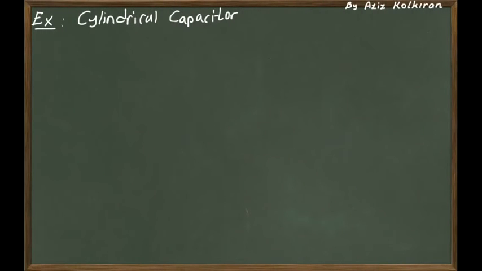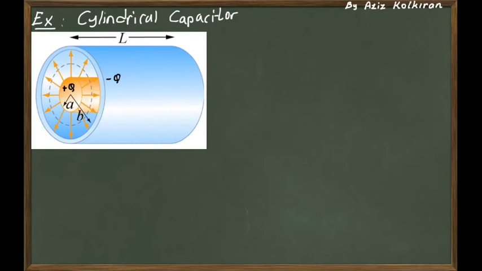Now let's calculate the capacitance of a cylindrical capacitor. The cylindrical capacitor has two coaxial cylindrical conductors. The inner one has the plus charge Q, and the outer one has the minus charge Q. Remember, for a two conductor capacitor, one conductor must be positively charged, the other conductor must be negatively charged, and the strength of the charges of these two conductors must be equal to each other.